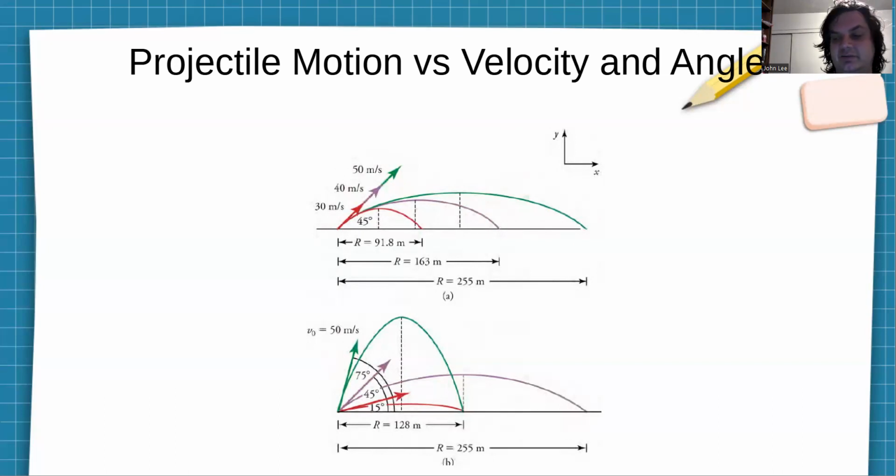And it's a fun fact that whatever angle you launch the projectile at, as long as you're the same distance away from 45, it's going to have the same range. So if you're at 40 degrees and 50 degrees, so 5 degrees on either side of 45, then you're going to end up with the same range as each other.